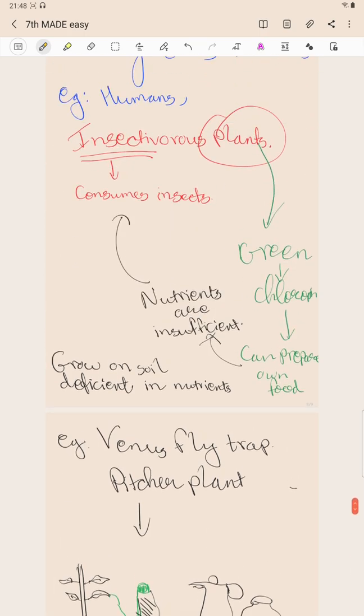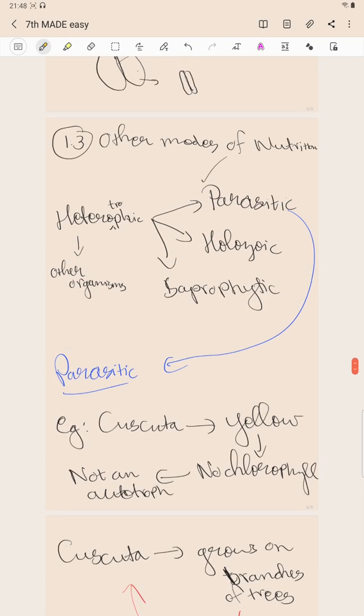So you can see, guys, how it's a heterotrophic mode of nutrition. We discussed the parasitic mode of nutrition, an example of which is Cuscuta. It depends on a host and obtains nutrients from it. In the holozoic mode of nutrition, the organism as a whole is consumed by another organism. Examples are humans and insectivorous plants, where insects are consumed. So that is it about parasitic and holozoic modes of nutrition.